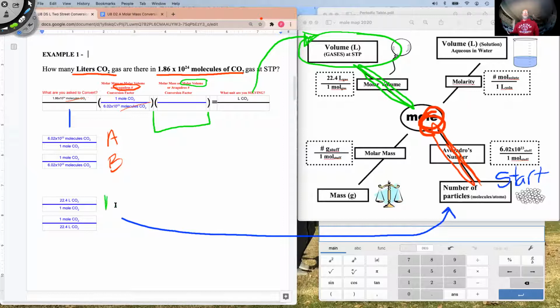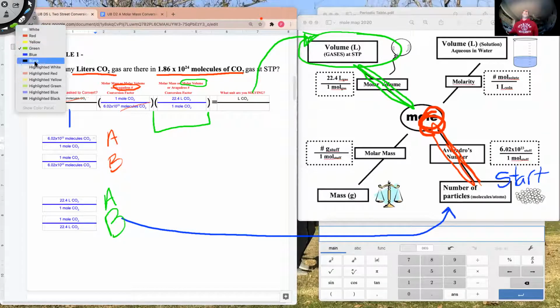So are we going to use conversion factor A, or are we going to use conversion factor B, ladies and gentlemen? Now, I'm going to give you a hint. Right now, we're trying to cancel out the words mole of CO2. Which one are we going to use, Mr. Edwards? It's got to be A. Why do we have to use A? Well, A has the unit mole on the bottom, and we're trying to cancel out the unit mole. It also has the unit liter on the top, which is a unit we're trying to solve for.